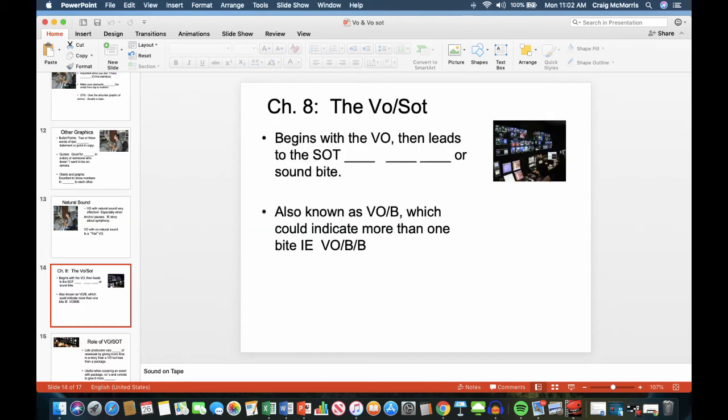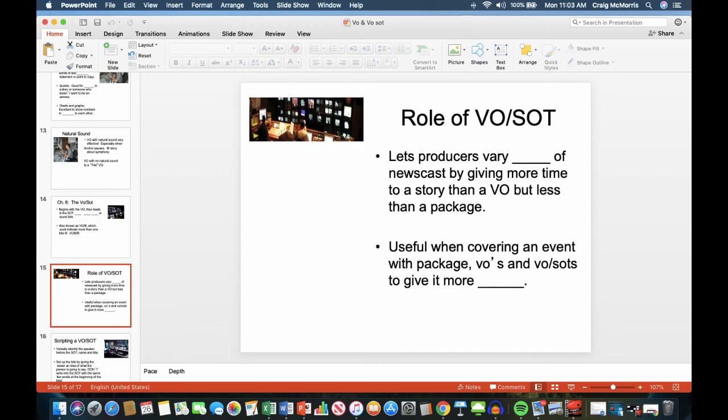Let's talk about VOSOTs now. It begins with the VO, then leads to the sound on tape, or soundbite. Also known as VOB, which could indicate more than one bite, would be VOBB. The role of the VOSOT: it lets the producers vary the pace of the newscast by giving more time to a story than a VO, but less than a package. They're useful when covering an event with a package. VOs and VOSOTs give it more depth.